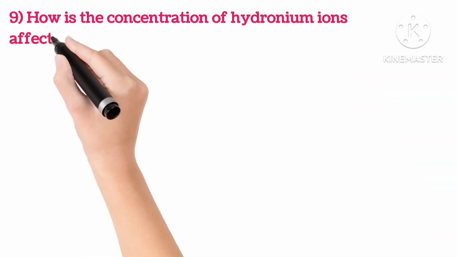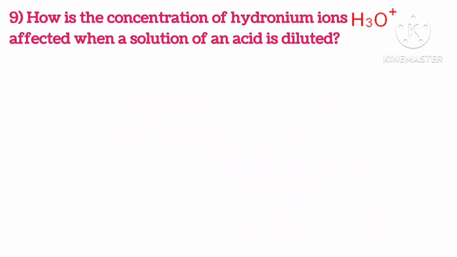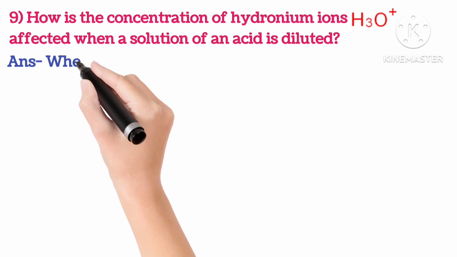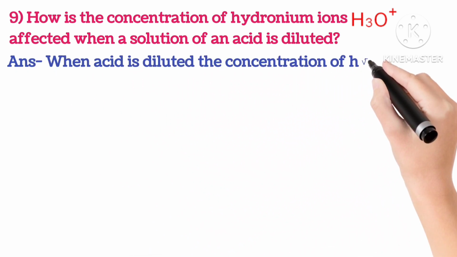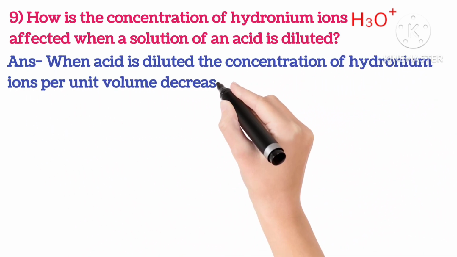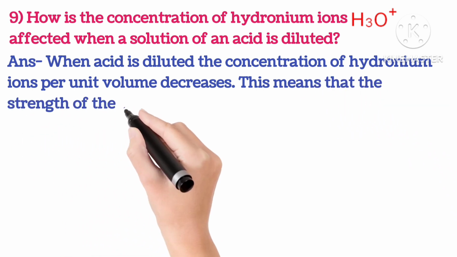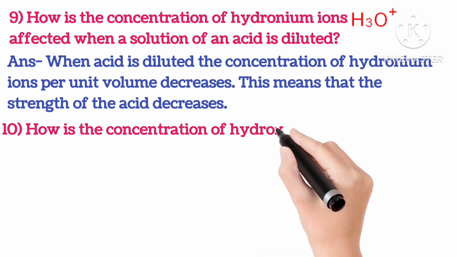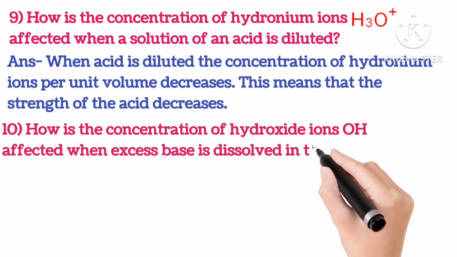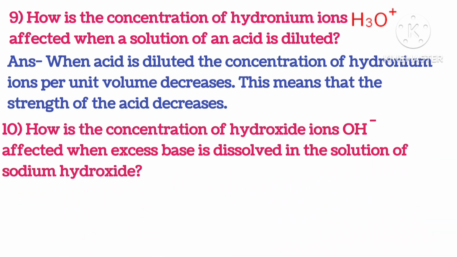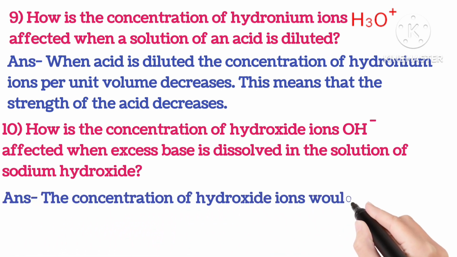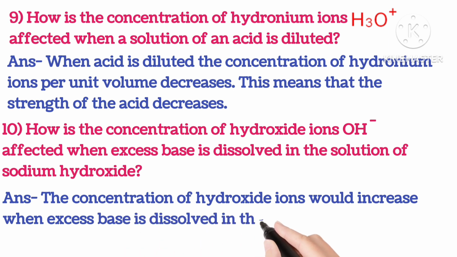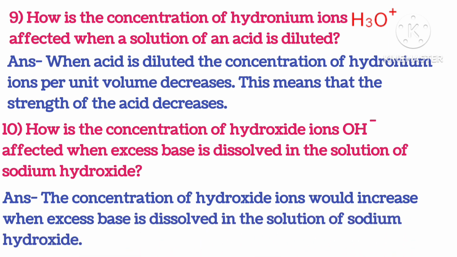Ninth, how is the concentration of hydronium ions affected when the solution of an acid is diluted? When acid is diluted, the concentration of hydronium ions per unit volume decreases. This means that the strength of acid decreases. How is the concentration of hydroxide ions affected when excess base is dissolved in the solution of sodium hydroxide? The concentration of hydroxide ions would increase when the excess base is dissolved in the solution of sodium hydroxide.